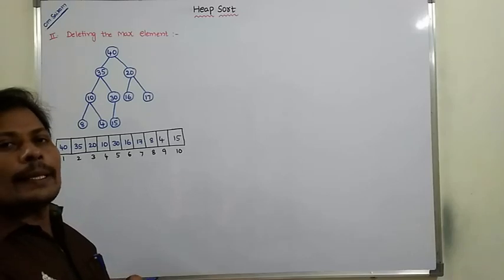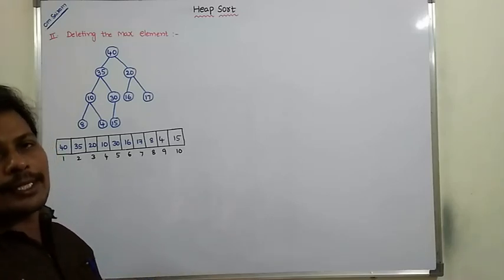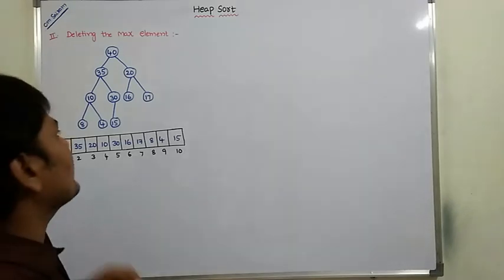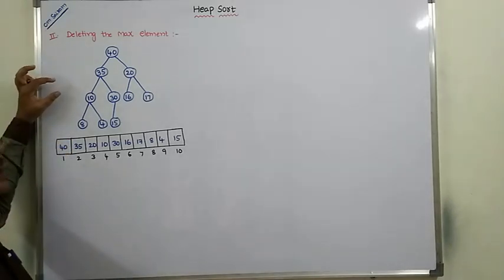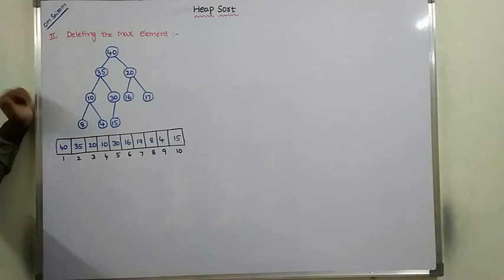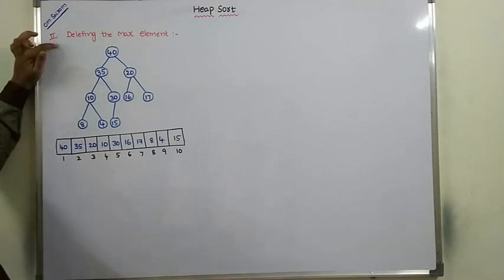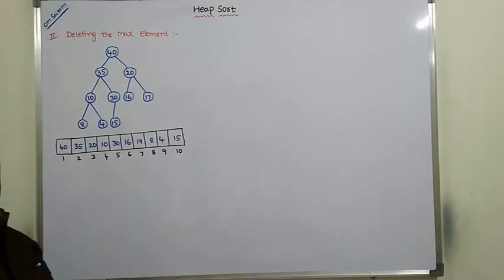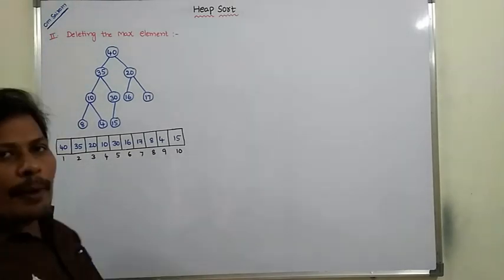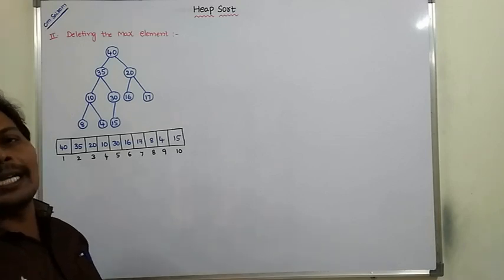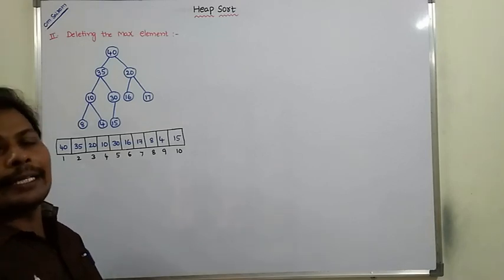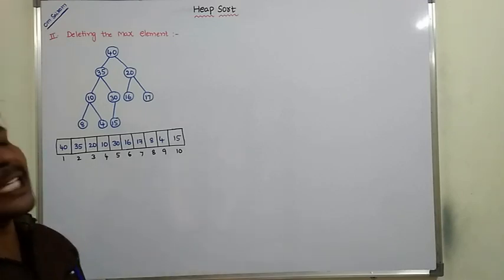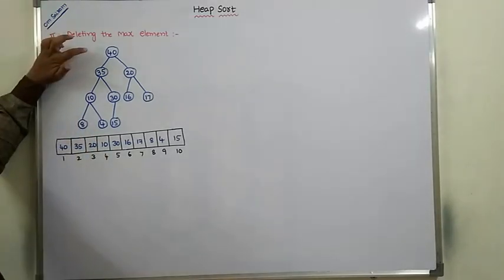First phase is maximum heap construction. It is completed. After completing the first phase, this is the maximum heap we are getting. Now we are going to the second phase in heap sort, that is deleting the maximum element. In the maximum heap, the maximum element is always at the root node. Now we have to delete the maximum element at the root node.